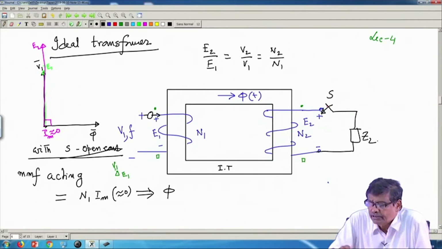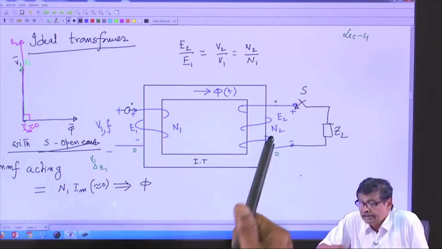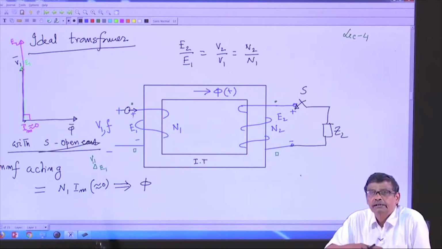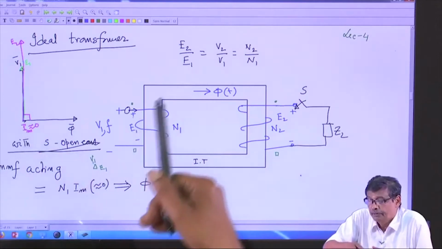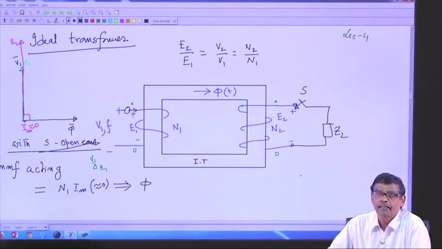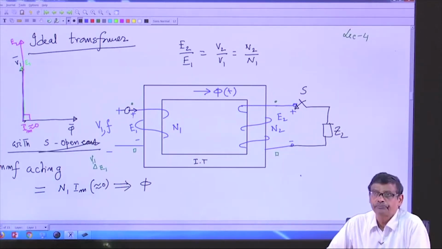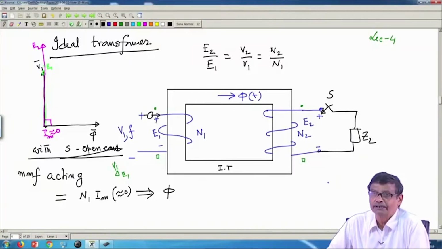So, the magnitude of the current will be E2 by Z2 and so on. Therefore, to find out what is the flux in the core of the transformer, I have to take this MMF and then calculate the net MMF, divided by the reluctance, that will decide the flux. Okay. In fact, that is what we have to do, but before that I tell you one thing.